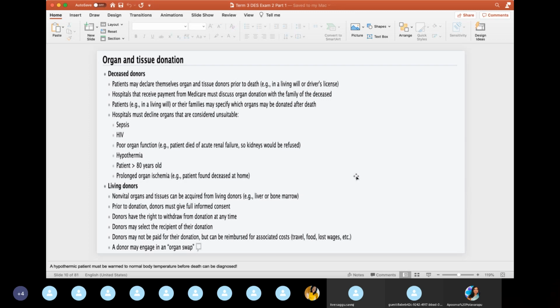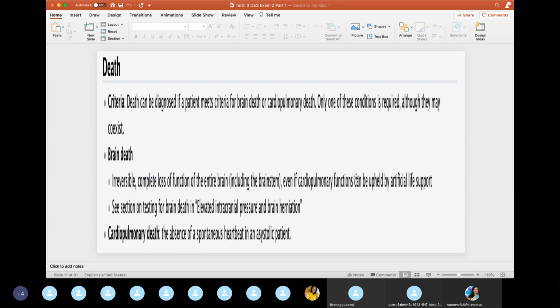They may not be paid for their donation. But here's the caveat. They can be reimbursed for associated costs, for example, travel, food, or lost wages. Okay? That's for the living donors. They may not be paid for their organ donation, but they can be reimbursed for associated costs.